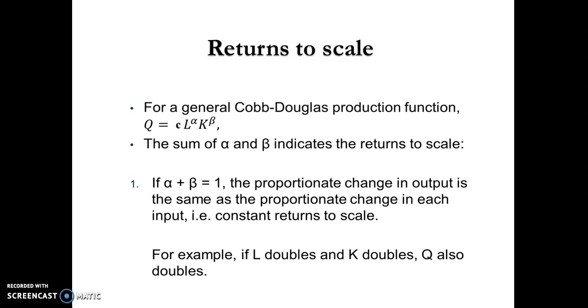You know what constant returns to scale are. It means that there is a proportionate change in output as the inputs change in the same proportion. So if we were to double our inputs, outputs would also double. So the proportionate change in output is the same as the proportionate change in the inputs, and that is your constant returns to scale. And hence, if you were to add these two exponents, it would equal 1.